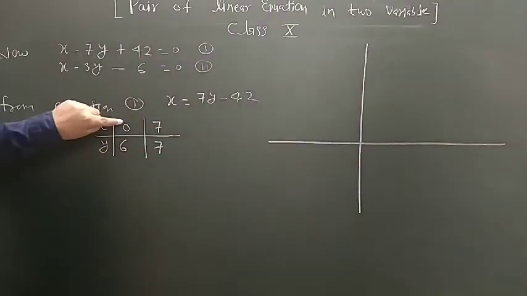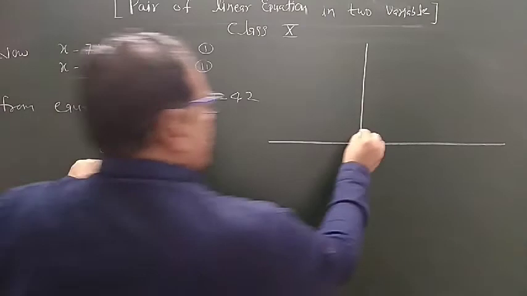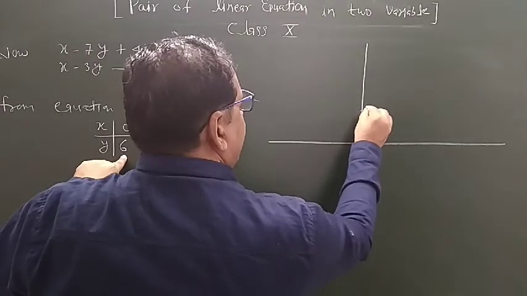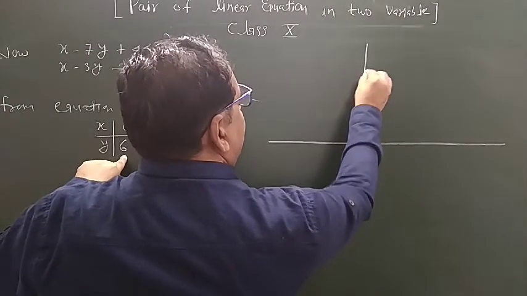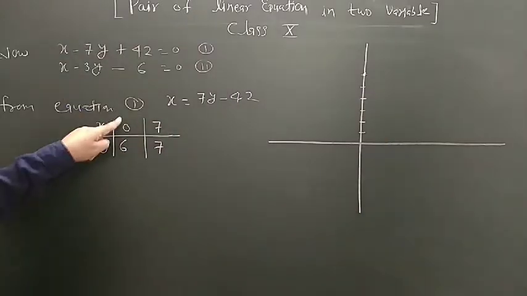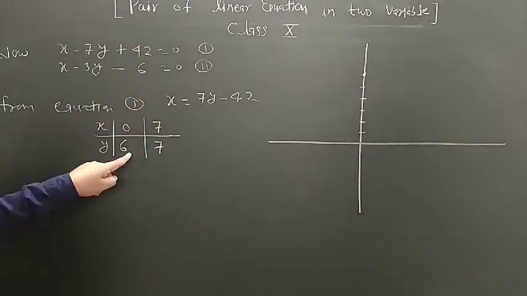This is the first point, 0 comma 6. So this point is taken here: 3, 4, 5, 6. This shows that the point lies on the y-axis because x is 0 and y is 6.